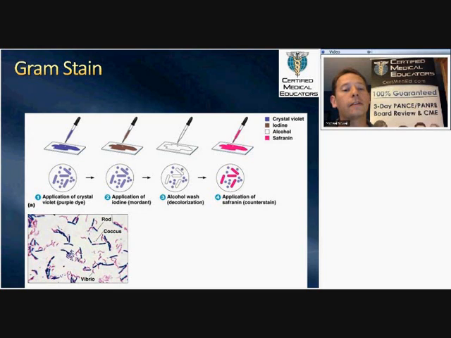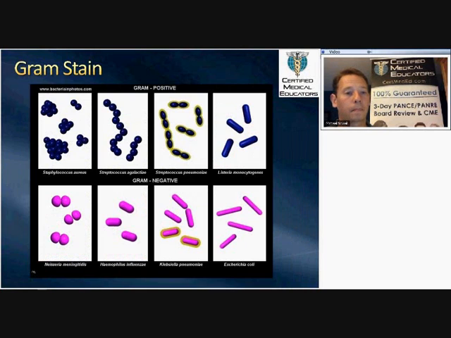And then the fourth stain is the safranin stain. So this safranin stain is a counter stain that will then be picked up by the gram-negative organisms that we see as pink or purple as listed down here below. Once the organisms are classified as either gram-positive or gram-negative, then we look at their shapes.